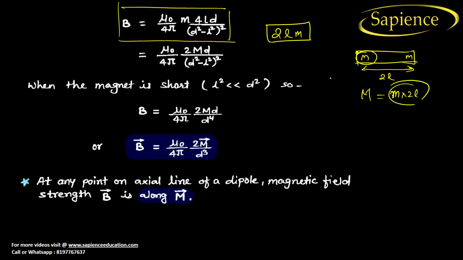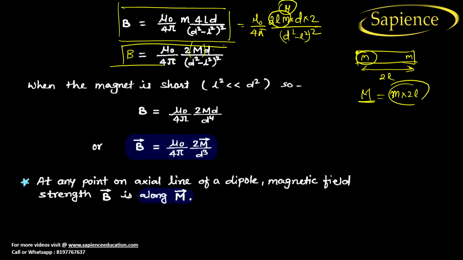So in place of m into 2l, we can put here M. So definitely we can write like this: B is equal to μ0/4π into 2l into m into d into 2 by (d² − l²) whole square. So what do you observe here? 2lm is equal to the magnetic dipole moment, that is M. So finally we have got magnetic field as μ0/4π into 2Md by (d² − l²) whole square.